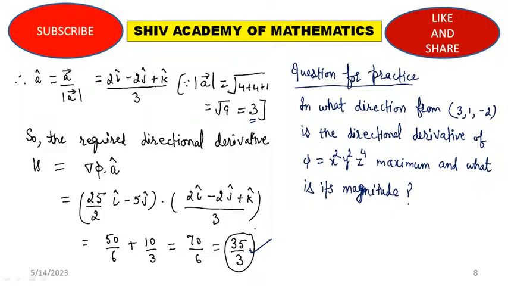I have given one question for your practice. In what direction from (3, 1, minus 2) is the directional derivative of phi equal to x square y square z maximum, and what is its magnitude? I am giving you a hint: compute del phi at the point (3, 1, minus 2), and the directional derivative will be maximum in the direction of del phi. After that, compute the magnitude of del phi. So you will get both the answers.